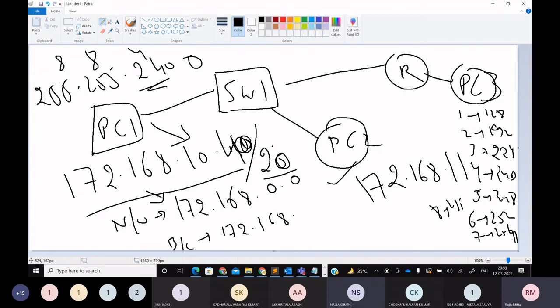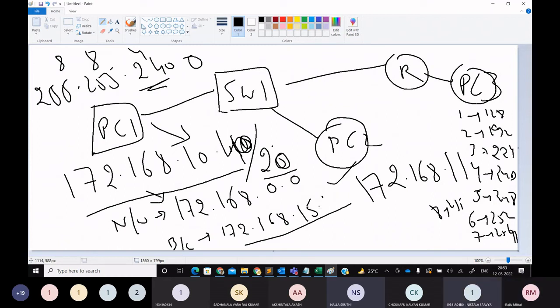So this is 240. So what broadcast IP will come here? 172.168.15.255, exactly. So that means now I can give this PC, which is 10.40, the next IP 10.41 also. So this will also lie in the same network.